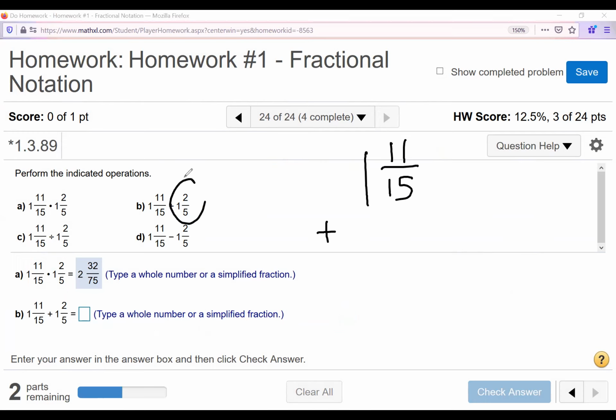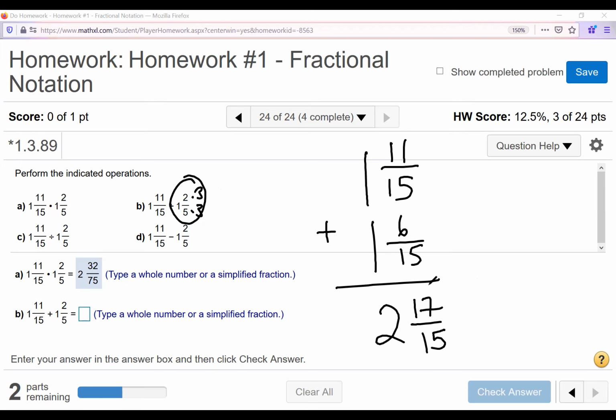Now, I know I'm going to need a common denominator, so let's get that right now. So our common denominator can be 15. So I'll do 5 times 3 here for my second fraction to get 15, and then 2 times 3, that would be 6. So 1 and 6/15. So now when I add 1 and 11/15 plus 1 and 6/15, let's add 11 plus 6, that's 17/15. And then 1 plus 1 is 2.